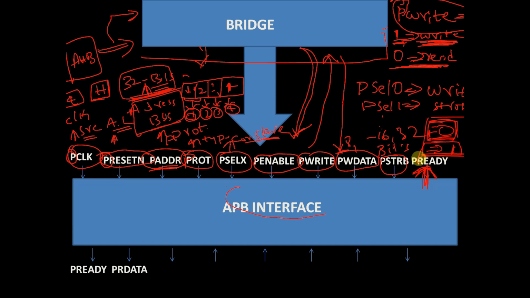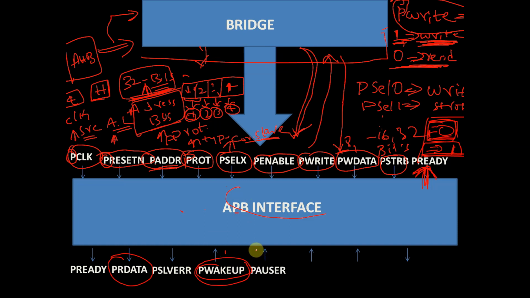PRDATA. PRDATA is the read data bus through which the APB interface sends the data to the bridge. So PRDATA is an output for our interface. And PSLVERR. PSLVERR is used to indicate any transaction error. PSLVERR is an optional signal and can be asserted high by the interface to indicate an error condition in the transfer. And the PWAKEUP signal indicates any activity associated with the APB interface. This is an input for our APB interface. The bridge sends this PWAKEUP signal to indicate any activity associated with the interface.